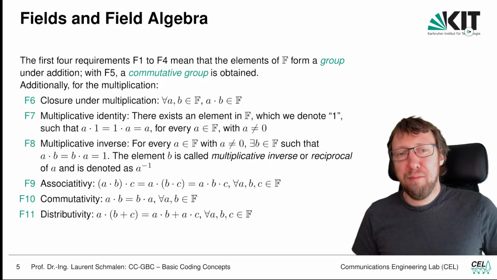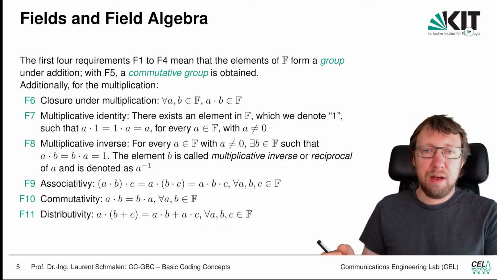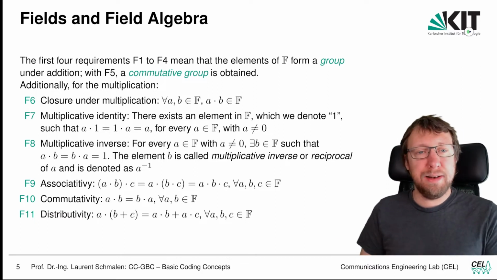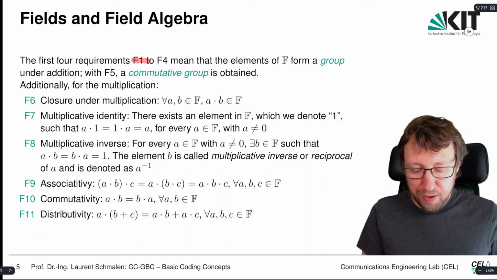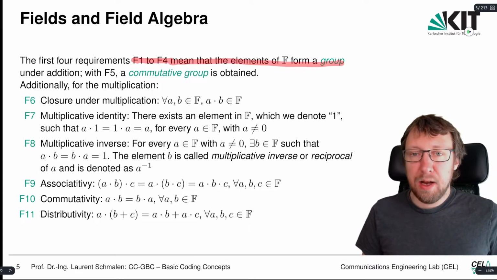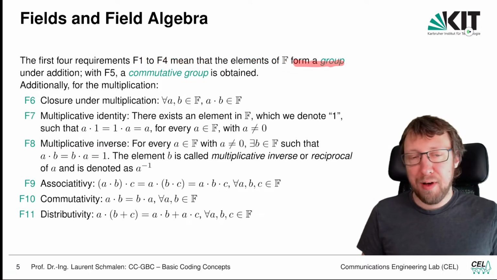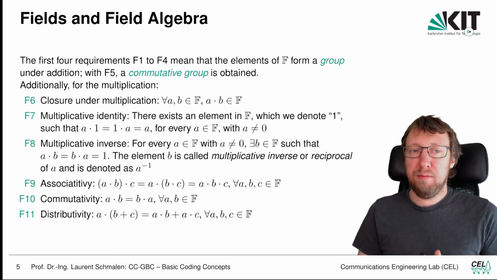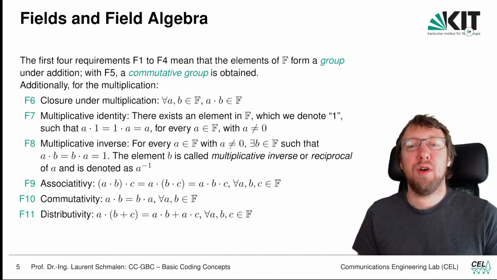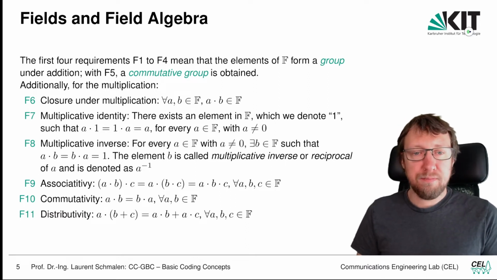There is a little bit more of notation, which we will not need, but if you have a background that is more mathematical in algebra, then you may recognize that if you fulfill F1 to F4, then we say that the elements of F form a group, and if we have F5, we have a commutative group. The properties F1 to F4 form the basis of group theory in mathematics. We'll not need that one here, but just for completeness.